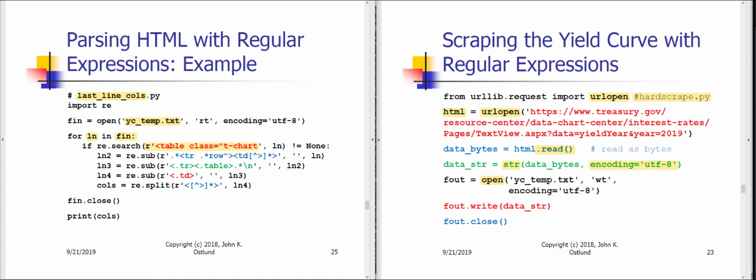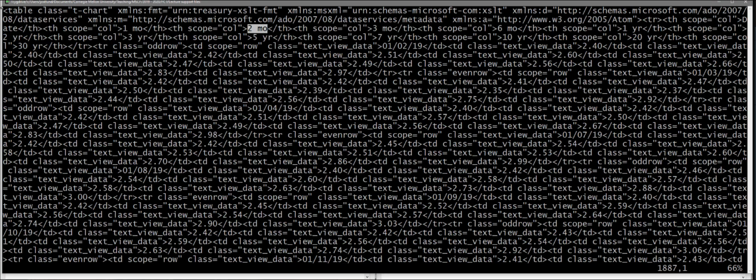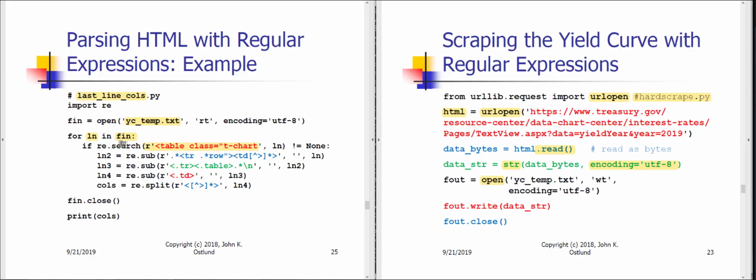If I look back at the file, I see that this line containing my table starts with table class equals tchart. Actually, I should search for table class equals tchart to see whether that pattern occurs more than once, and it doesn't. Okay, so there's only one line in here that starts with table class equals tchart. So in my code, I can search for that line that contains table class equals tchart.